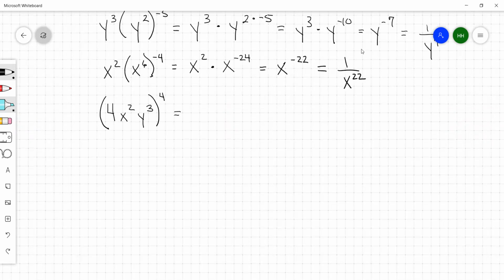All right. What this means is you got 4 to the fourth power times your x becomes x to the 2 times 4 power, which is the 8th power. And your y is to the 3rd power raised to the 4th. So that's y to the 12th. All right, so anything to the 4th power or less, we're going to finish it. So we got 4 raised to the 4th power. So we got 256. X to the 8th. Y to the 12th.